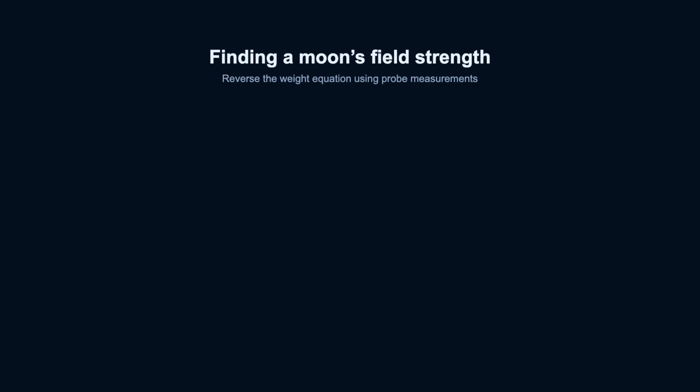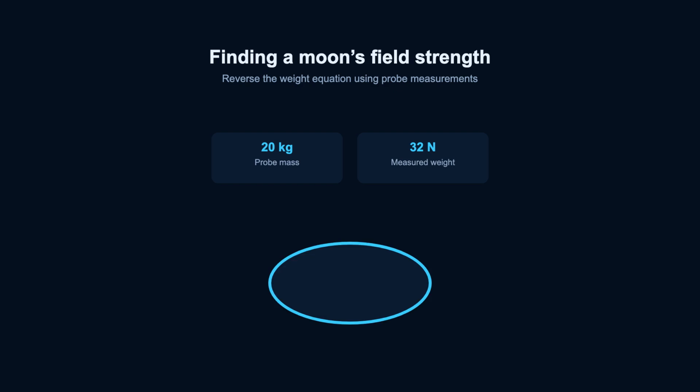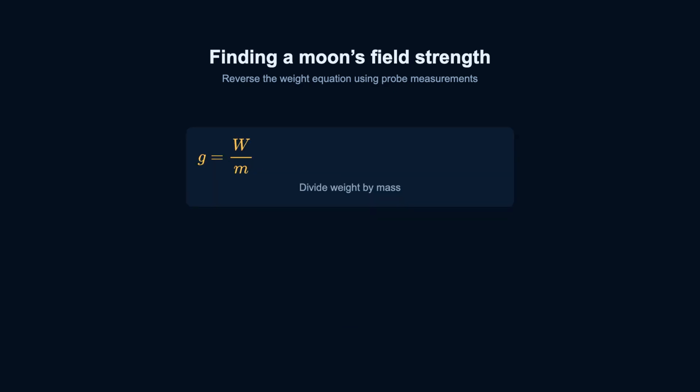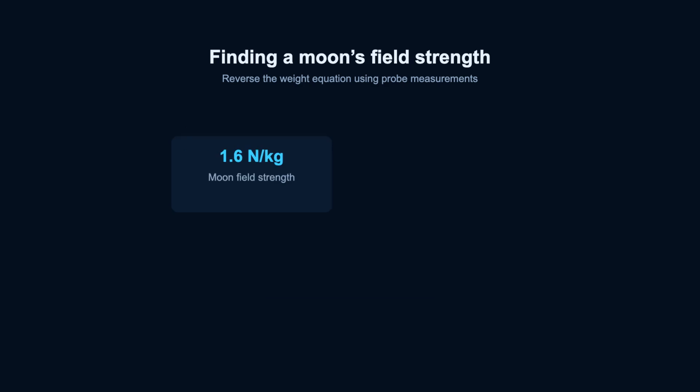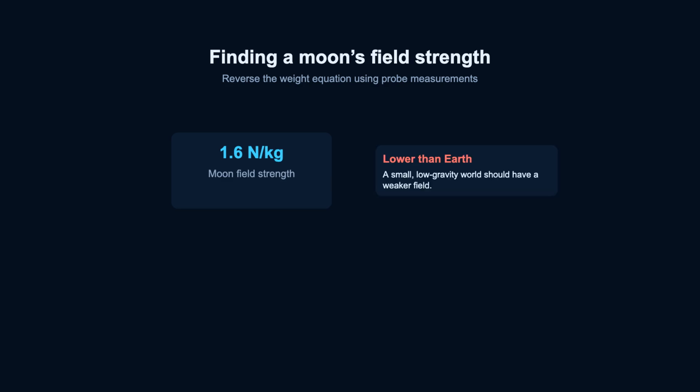Now, flip the problem around. Suppose a probe with a mass of 20 kilograms lands on a distant moon, and instruments there measure its weight as 32 newtons. What's the gravitational field strength of that moon? Rearranging g equals W over m, you divide 32 newtons by 20 kilograms, giving 1.6 newtons per kilogram, a field far weaker than Earth's, which is exactly what you'd expect on a small, low-gravity world.